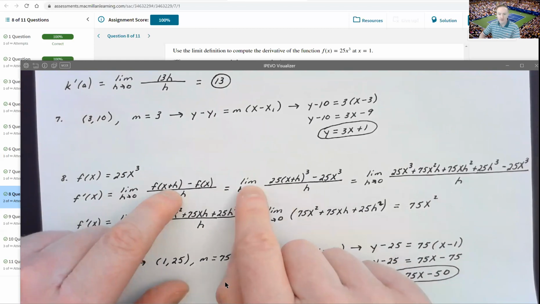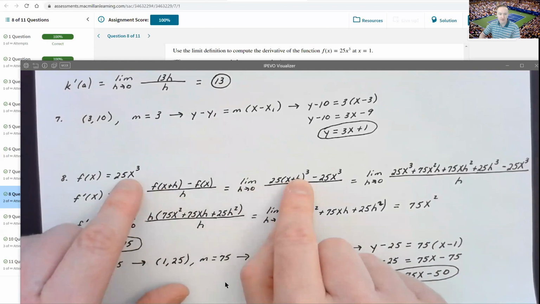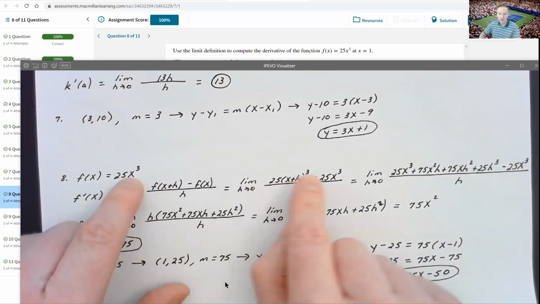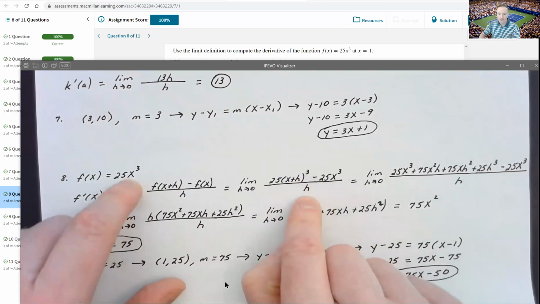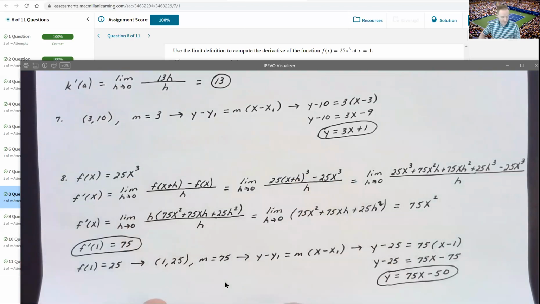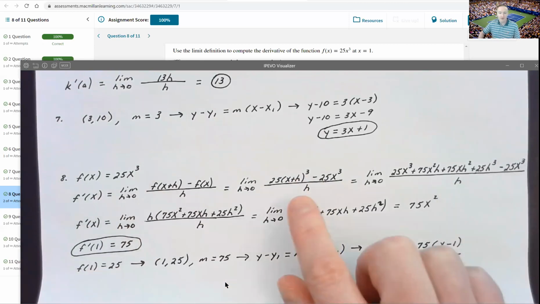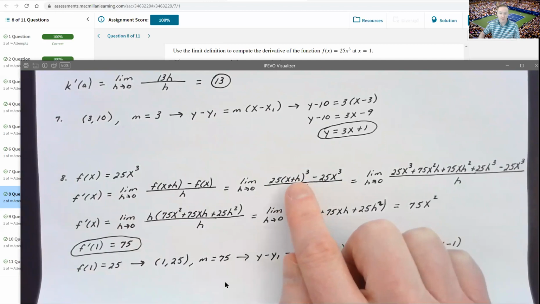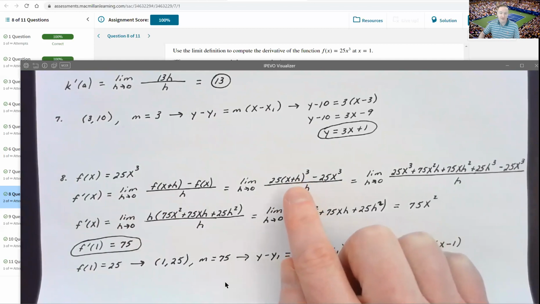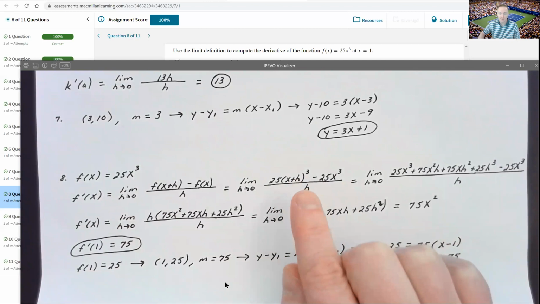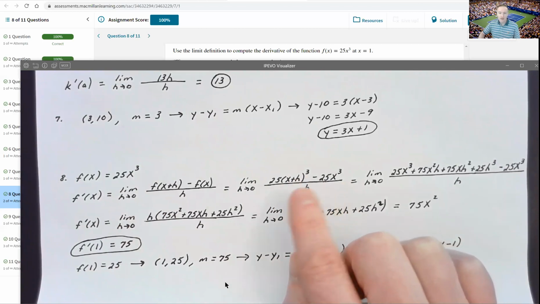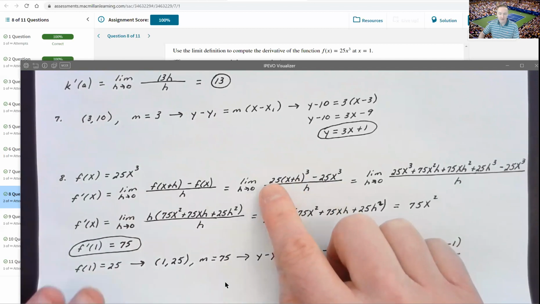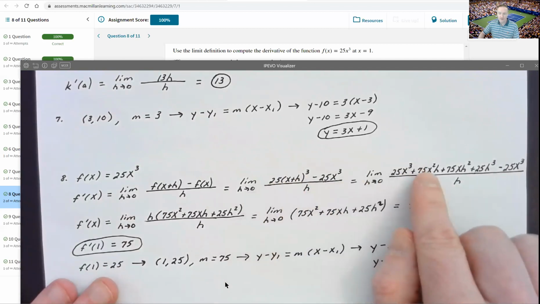Then I can say it's going to be 25 times the group x plus h cubed minus 25x cubed, all over h. And then you can say, all right, using Pascal's triangle, I know x plus h cubed is going to be 1x cubed plus 3x squared h plus 3xh squared plus 1h cubed. Now we're distributing a 25 through that group.